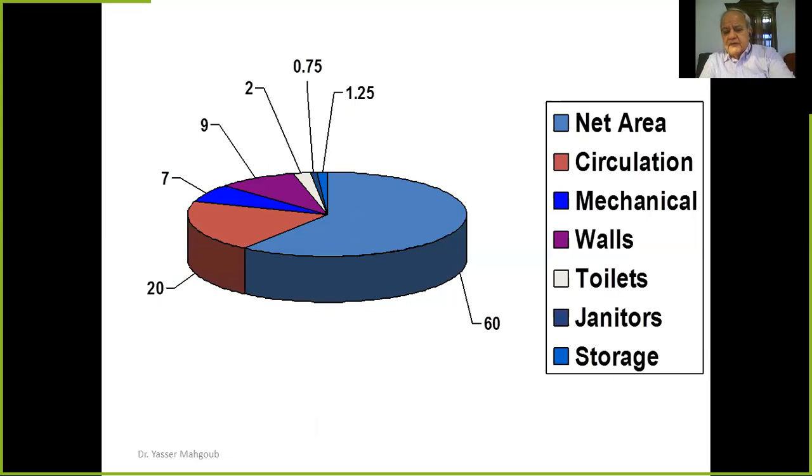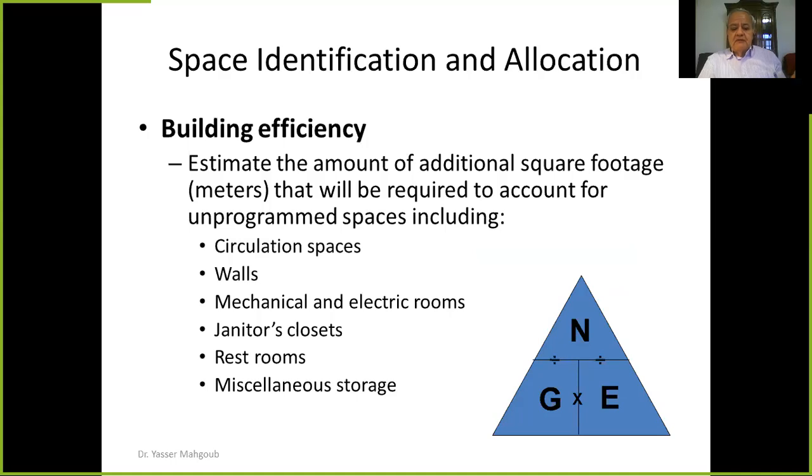We need different areas for circulation, mechanical rooms, walls. The walls take a good amount of area from the plan. Toilets, rooms for janitors and cleaning materials and storage, general storage area. So this is what you call the building efficiency. This is the ratio between the net and gross area.